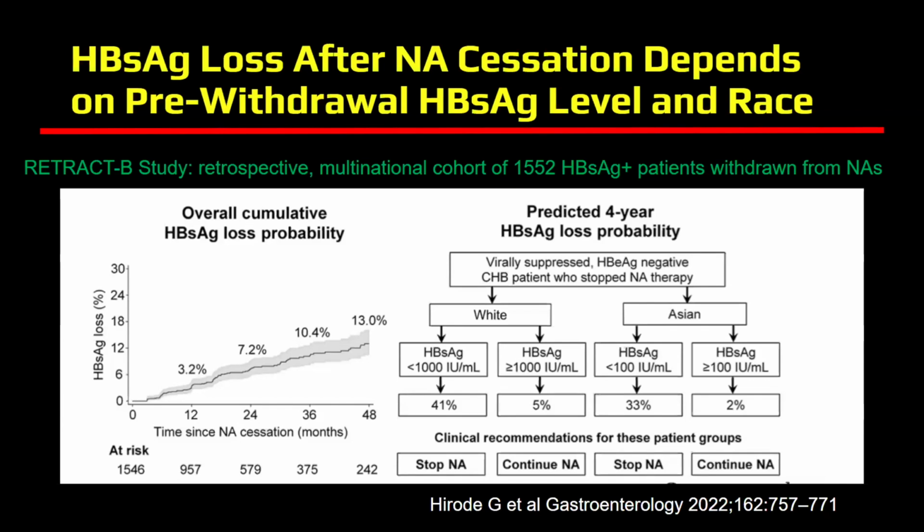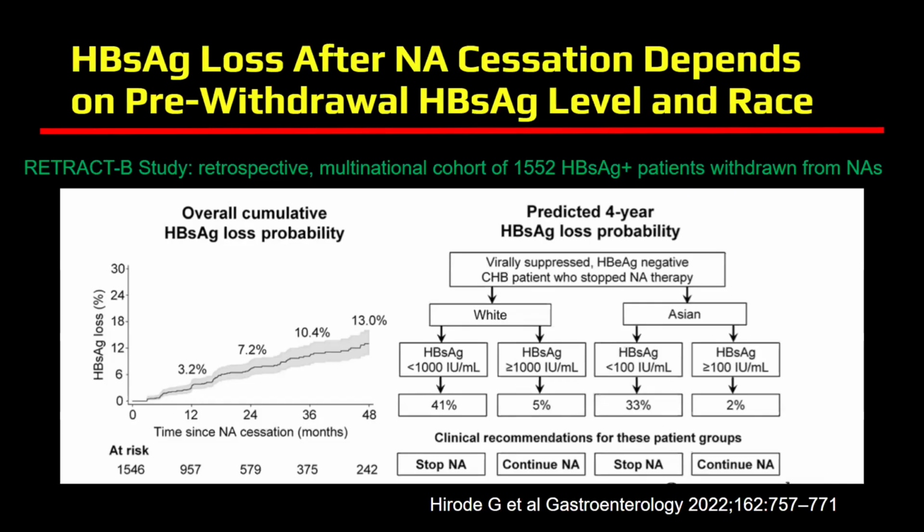The first was that race was an important determinant in terms of surface antigen loss. And the second was that the level of surface antigen was also an important determinant in predicting surface antigen loss. So if you follow the figure on the right side, among white persons with a surface antigen level less than 1,000 IU per mil, the rate of surface antigen loss was 41%. Contrast this with a value of only 5% among white persons with a level greater than 1,000.